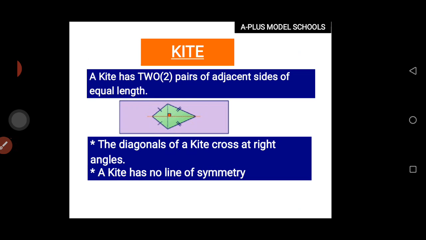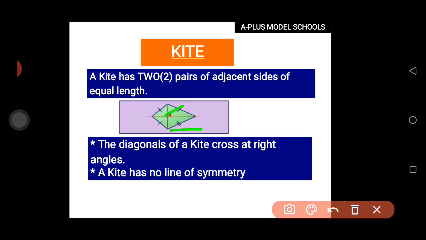Then the next one is a kite. A kite has two pairs of adjacent sides of equal length. You can see from the diagram, we have two lines here and two lines here, which shows that these two sides are equal.